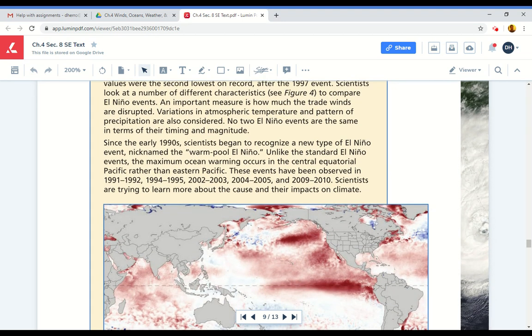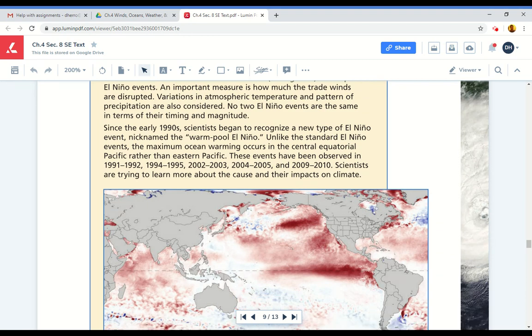Scientists look at a number of different characteristics to compare El Nino events. An important measure is how much the trade winds are disrupted. Variations in atmospheric temperature and pattern of precipitation are also considered. No two El Nino events are the same in terms of their timing and magnitude.